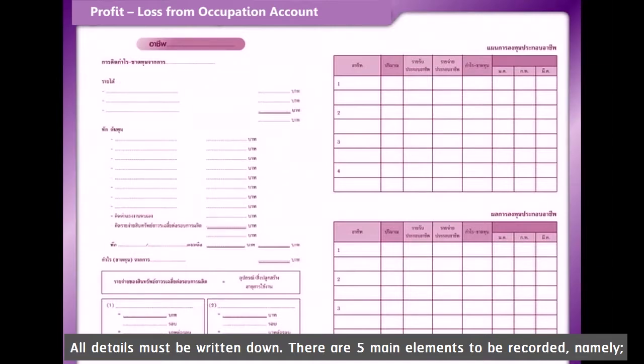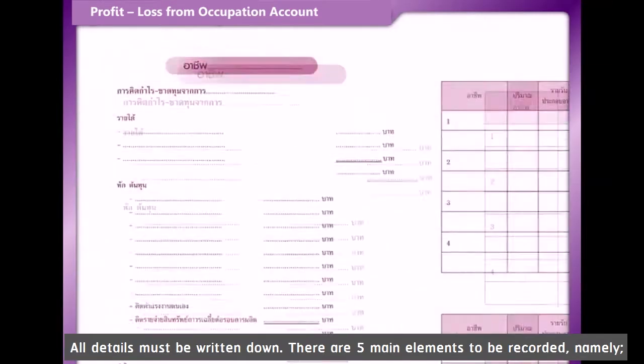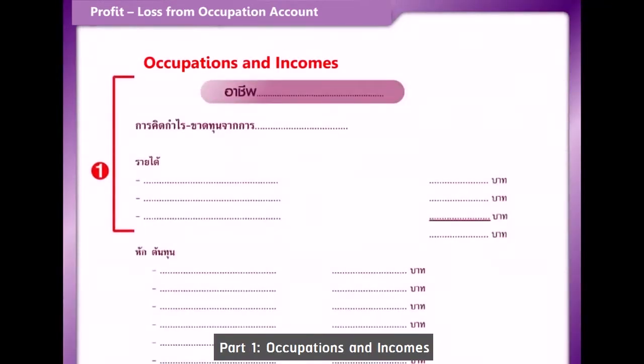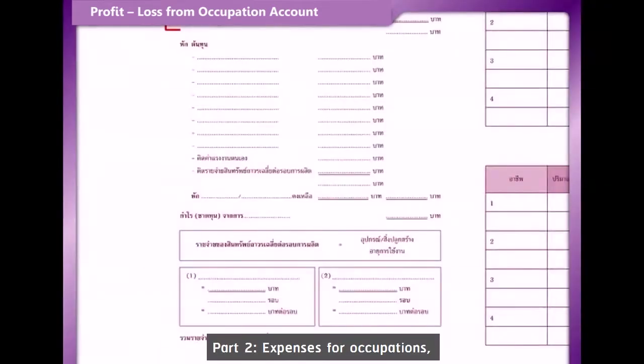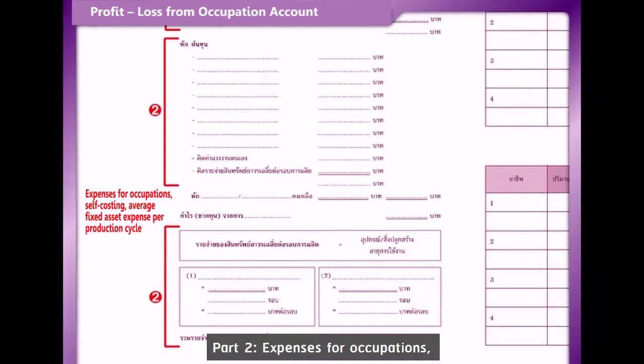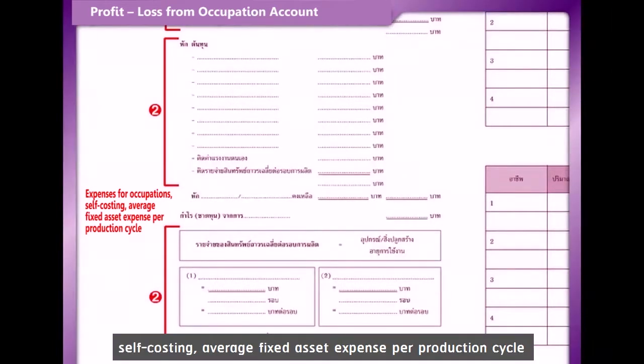There are 5 main elements to be recorded, namely Part 1. Occupations and incomes. Part 2. Expenses for occupations. Sales costing, average fixed assets expense per production cycle.